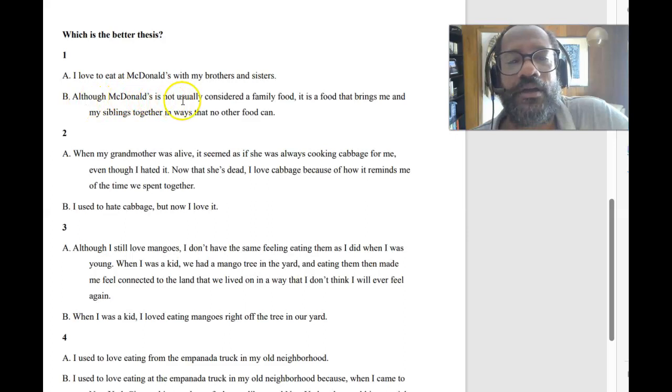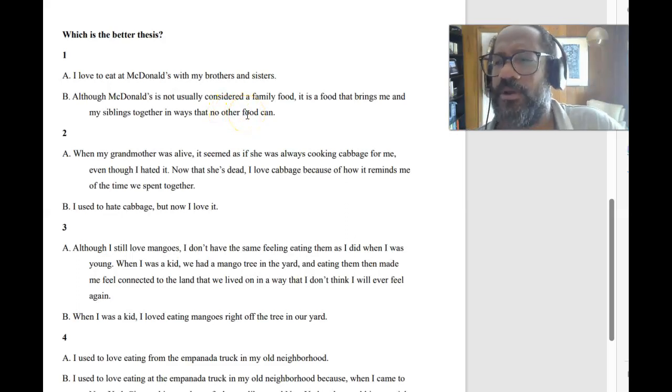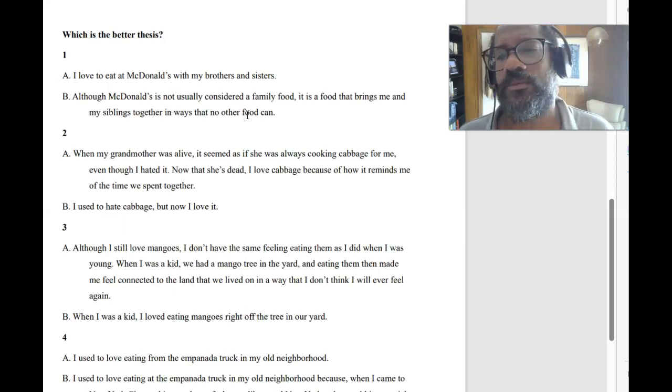But then we say, although McDonald's isn't usually considered a family food, it is a food that brings me and my siblings together in ways that no other food can. Now we have to prove something. Why does that happen, right? What is it about your family history? Where did this whole thing about you and your brothers and sisters going to McDonald's come from?